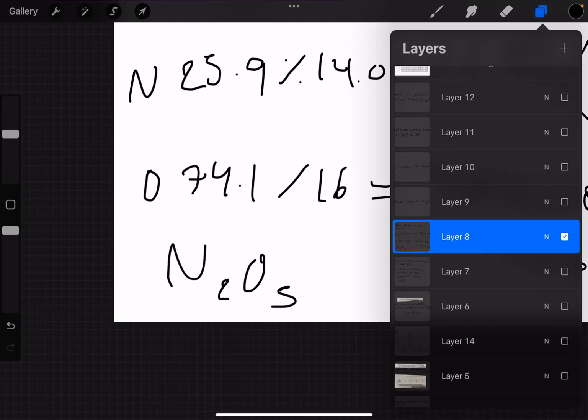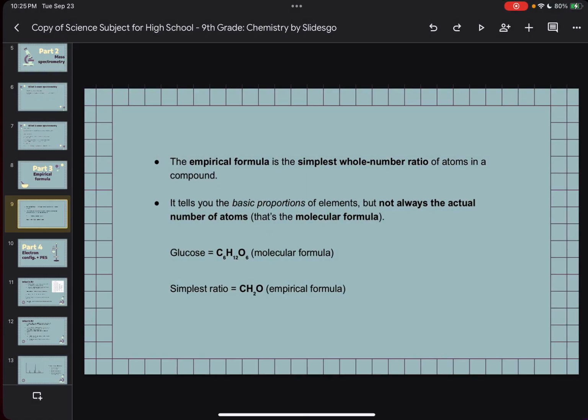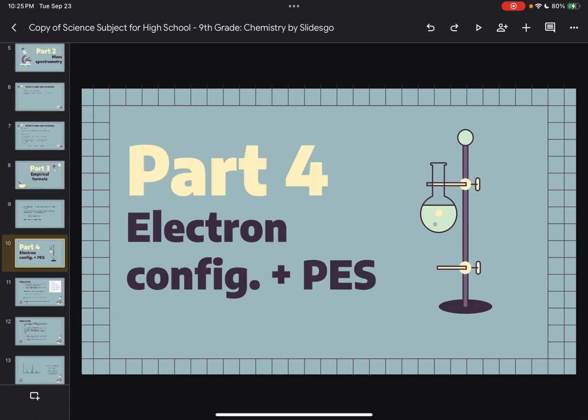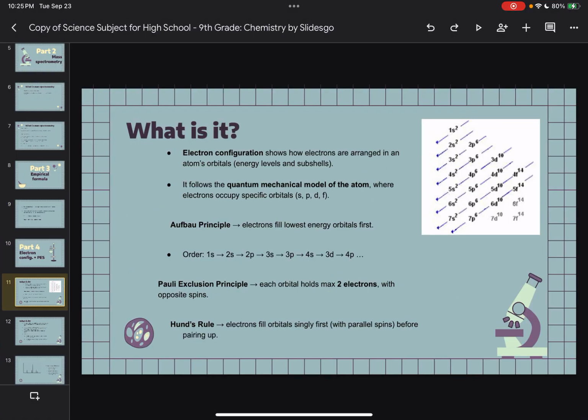Okay. So this is electron configuration and the PES graph. So electron configuration essentially is just how electrons are arranged. And it just goes by specific orbitals, S, P, D, F. And there's a graph on the top right. You should know the principles: it always fills up the lowest energy orbitals first, and each orbital holds 2 electrons max. And electrons fill orbitals singly first.